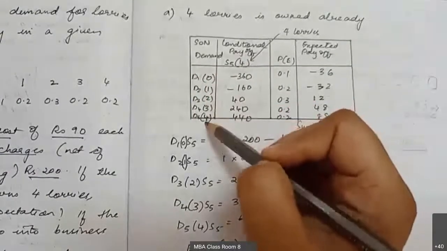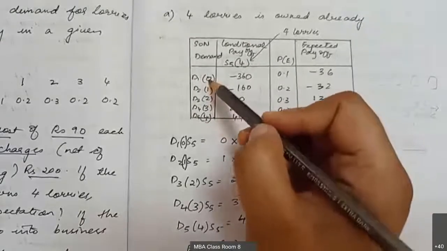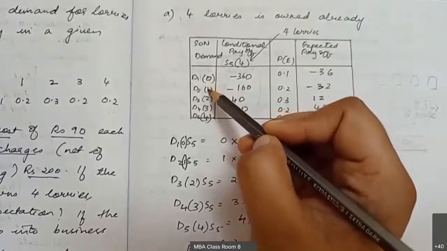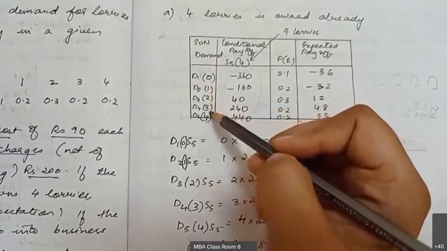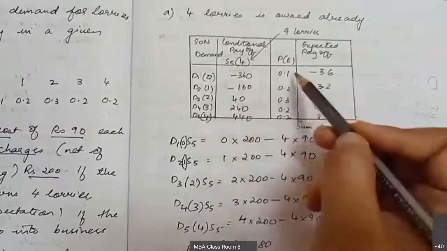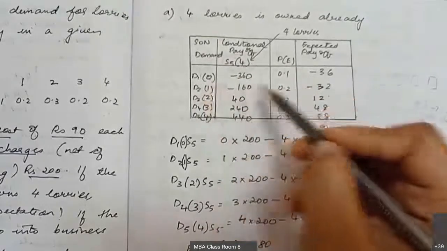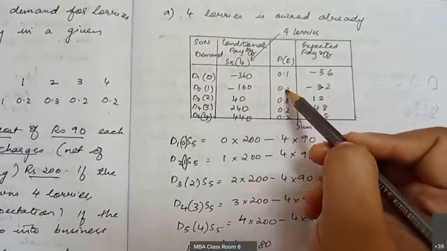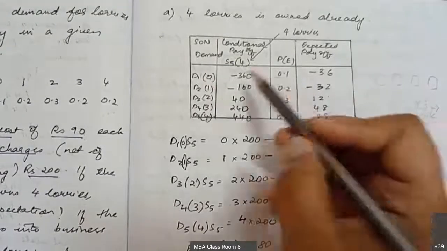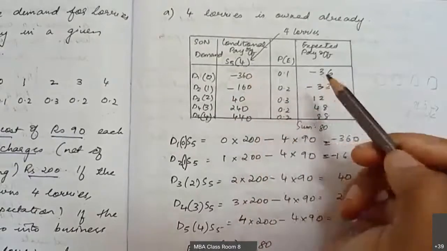We used to write the demand in the first column, right? So similarly here also demand rates are given: demand for 0 lorry, demand for 1 lorry, demand for 2 lorries, 3 lorries and 4 lorries. Demand for 0 lorry, probability is 0.1. Similarly, demand for 1 lorry, probability is 0.2. All these are given in the question itself. Now we need to find this. How will you find this value?